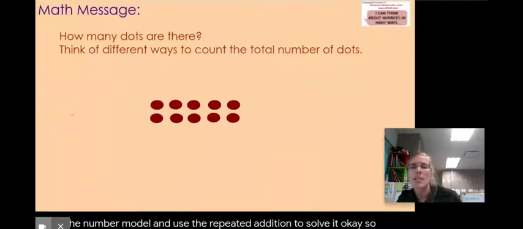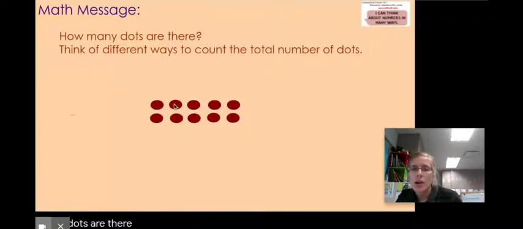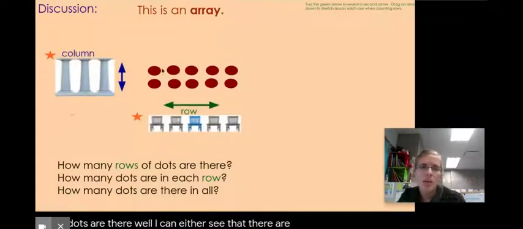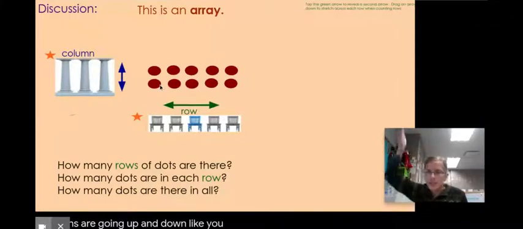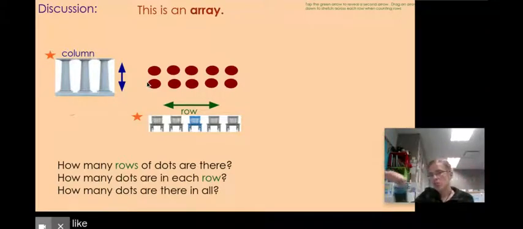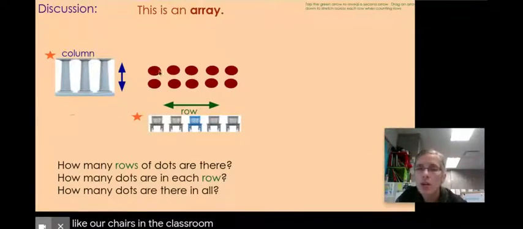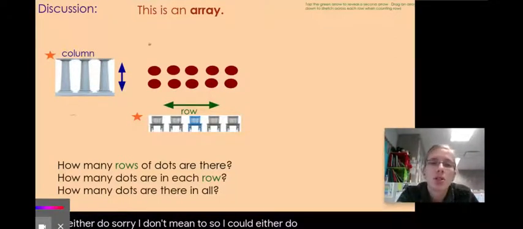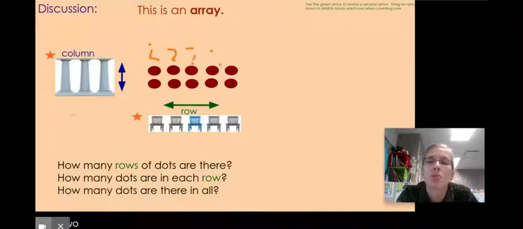Okay, so how many dots are there? Well, I can either see that there are 2 dots in a column. So columns are going up and down like you would see on a building. They go up and down. So there are 2 dots in each column. Or if I'm looking at the rows that go across like our chairs in the classroom, there are 1, 2, 3, 4, 5. So I could either do 2 plus 2 plus 2 plus 2 plus 2.